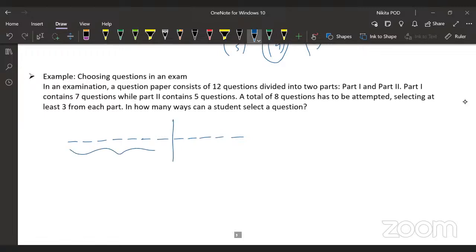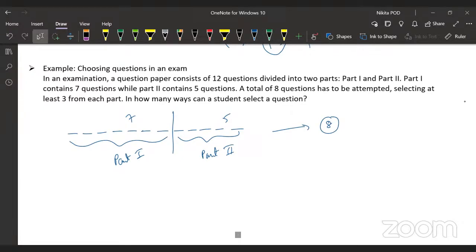And part 2 has 5 questions. Now, a student has to attempt a total of 8 questions, selecting at least 3 from each part. So, from part 1, the student needs to select at least 3. Part 2 also, the student needs to select at least 3. And total 8. So, how many ways can you select the questions?